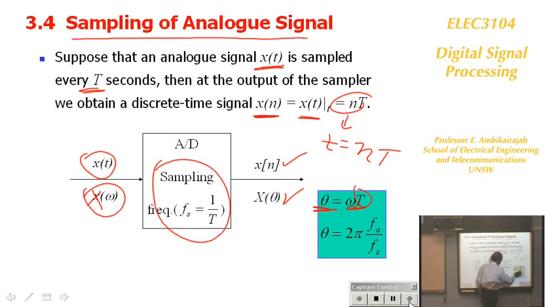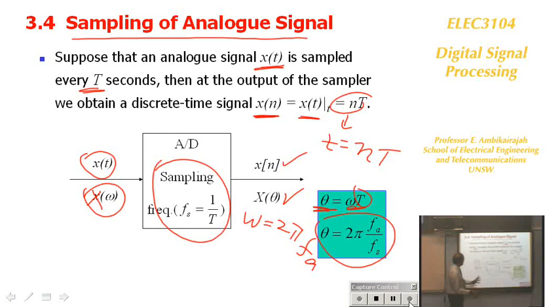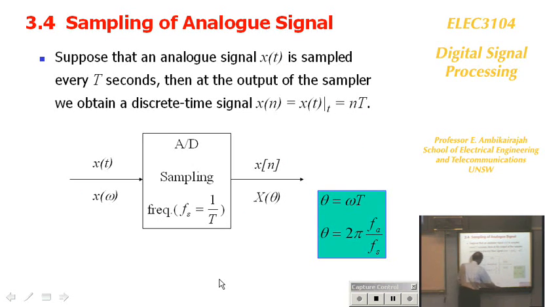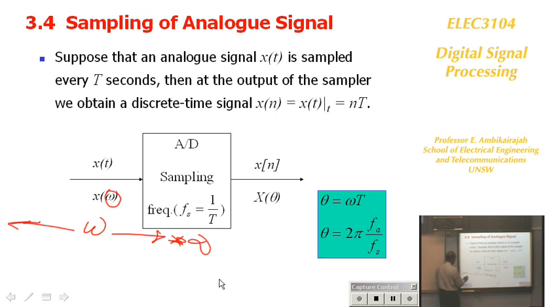That's equal to 2 pi FA. Omega is equal to 2 pi FA, and FA over FS, that's your digital frequency. So when you are dealing with analog signal and digital signal, analog signal means your frequency is omega, which goes from what? Omega goes to plus infinity, and in this direction, minus infinity.